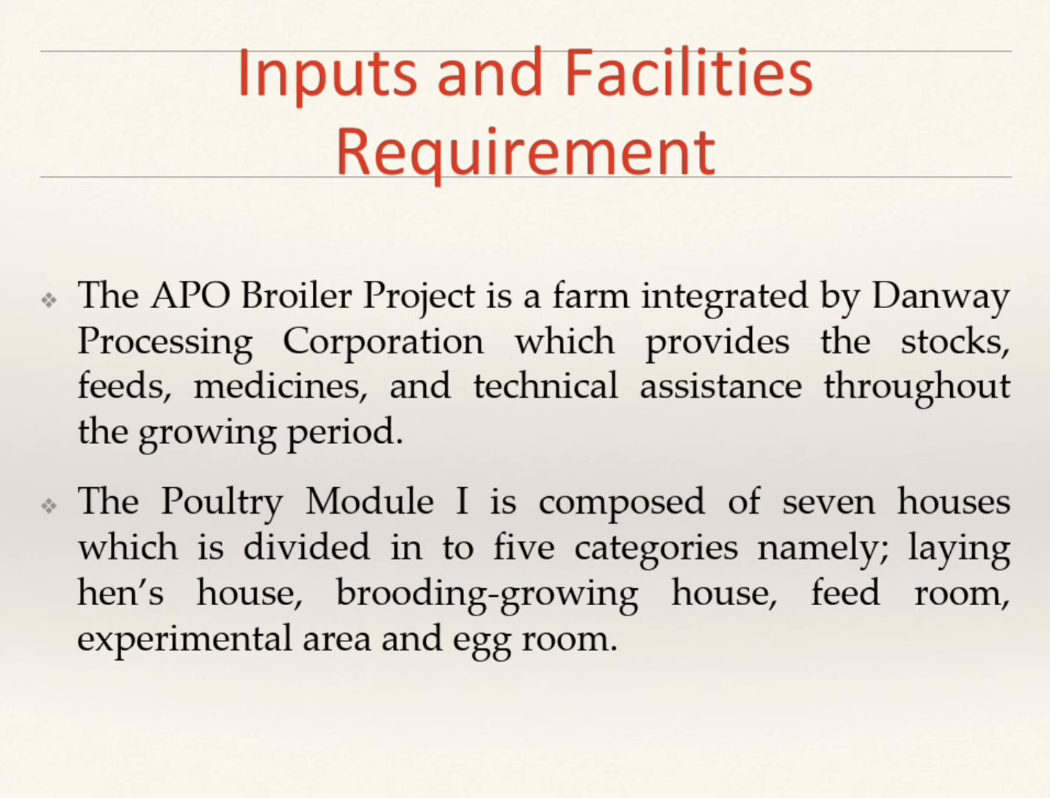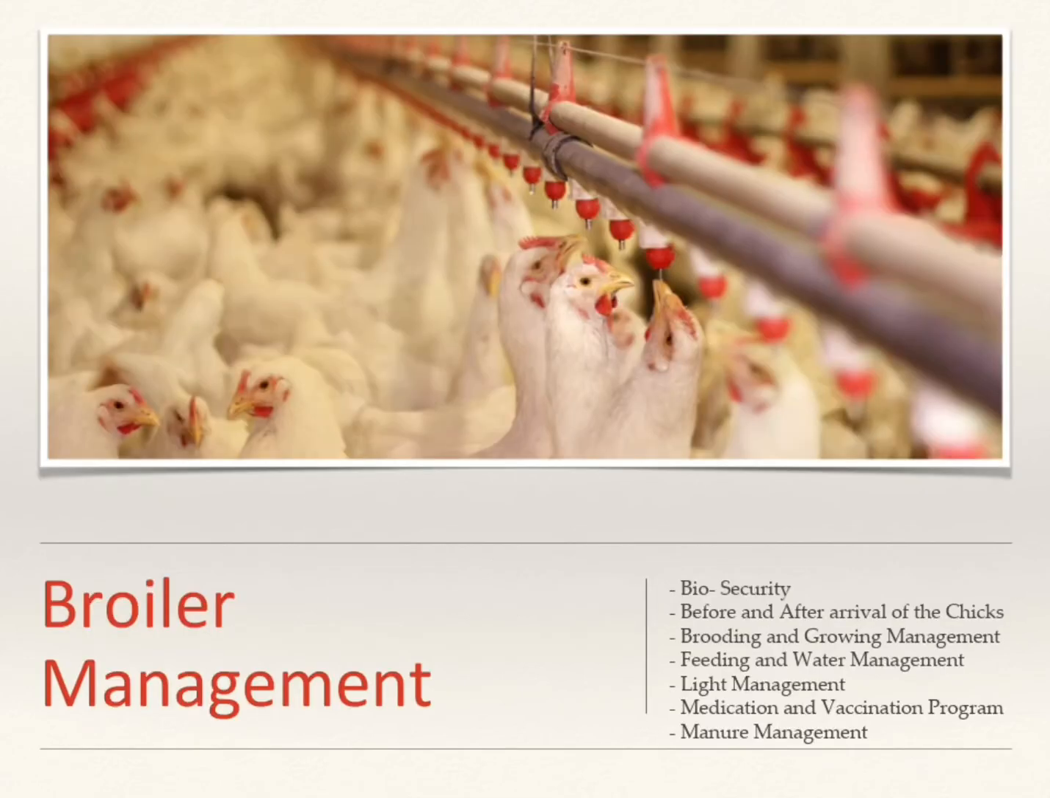So, the APO Broiler Project is a farm integrated by Danway Processing Corporation which provides the stocks, feeds, medicine, and technical assistance throughout the growing period. The Poultry Module 1 is composed of 7 houses, which is divided into 5 categories, namely laying hens house, brooding growing house, feed room, experimental area, and egg room.